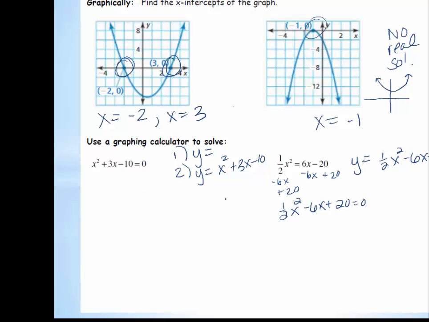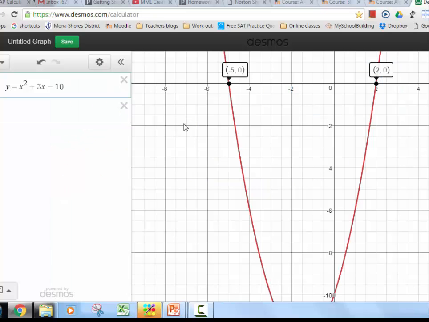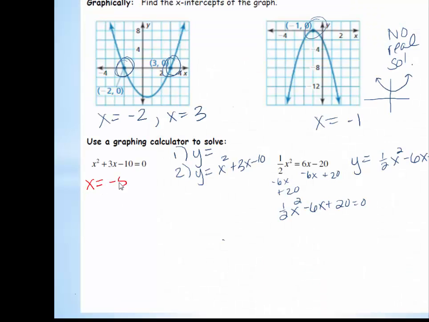And then we can type in y is equal to half x squared minus 6x plus 20. So let's take a few minutes and let's graph that on our graphing calculator. Alright, so if we look at this function, y equals x squared plus 3x minus 10, we can see that it hits the x-axis at negative 5 and 2. Now, how do we know for sure if those are correct? We're going to check it. We're going to plug negative 5 in wherever there's an x. So negative 5 squared plus 3 times negative 5 minus 10. Does that give me 0? Would that be 25 minus 15 minus 10? Yep, that works. Now let's try 2.